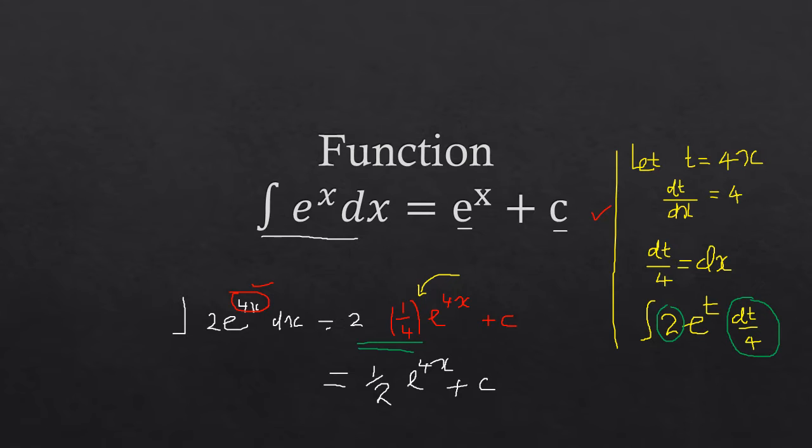Then this part is a constant now, so it will remain the way it is. From the above special function, it will become e^(4x), and of course plus a constant c.